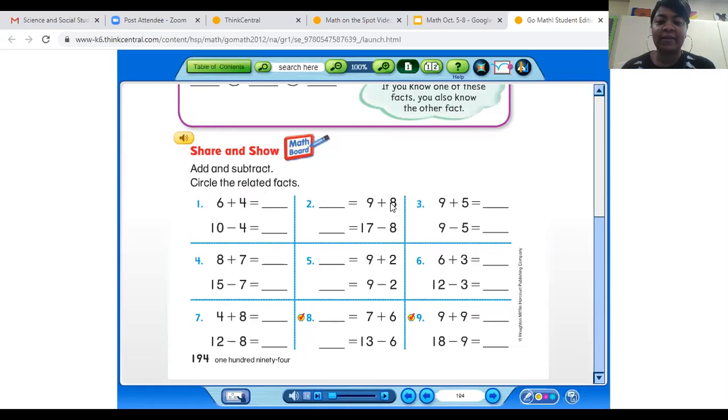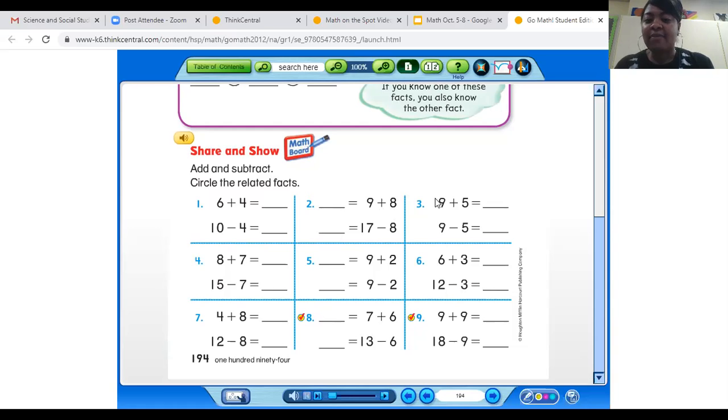All right, let's look at number 2. Blank equals 9 plus 8. So let's figure out what 9 plus 8 is. Let's use a strategy. Let's put the bigger number on top. 9 is bigger than 8, so 9 is up here. 10, 11, 12, 13, 14, 15, 16, 17. So I put 17 right here. Blank equals 17 minus 8. If I have 17 and I take away 8, I will get 9. So is that related? Yes, it is. I use those same numbers, 17 here, 17 here, 8 here, 8 there, 9 here, 9 there.